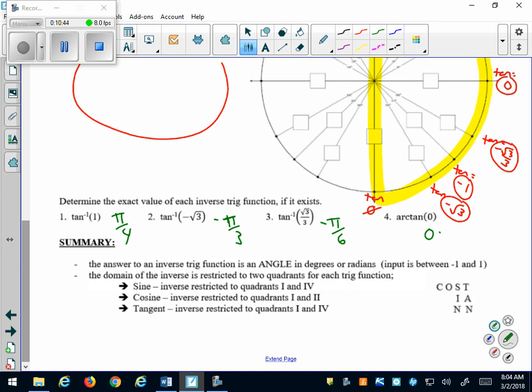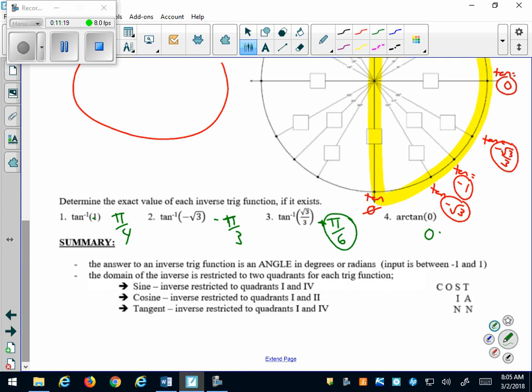All right, so this is a little summary. Remember, the answer to an inverse trig function is an angle in degrees or radians. It's your answer. The input, or the x that they're putting in these parentheses, is going to be between negative 1 and 1. That's it. Yeah, it's pi over 6, you're right. Sorry. Thank you. Pi over 6, positive, root 3 over 3.